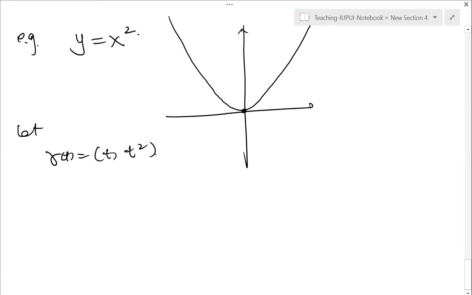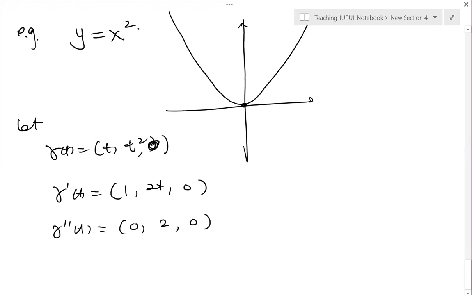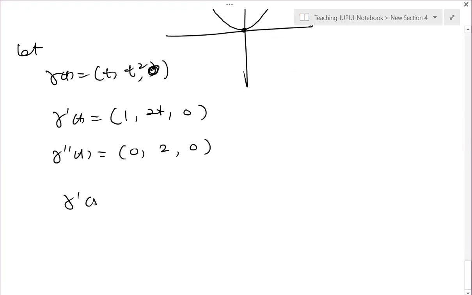When we talk about dot product, we usually see it in three-dimensional space. This is a three-dimensional space, and I put a 0 here. So gamma prime t is going to be (1, 2t, 0), and gamma double prime t is (0, 2, 0). So the cross product is going to be the determinant with i, j, k; 1, 2t, 0; 0, 2, 0.